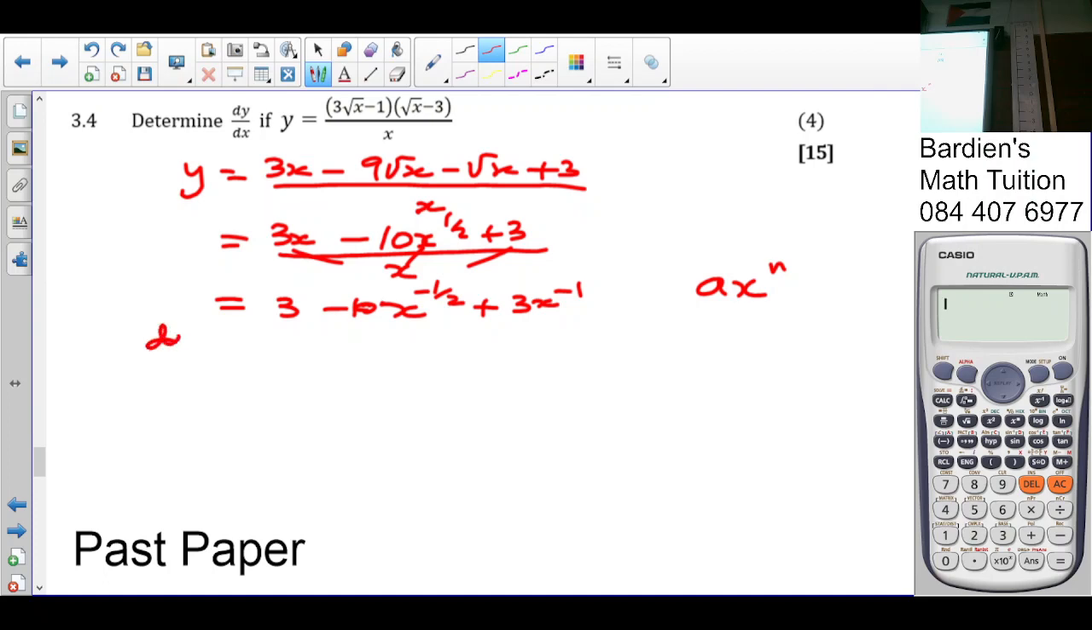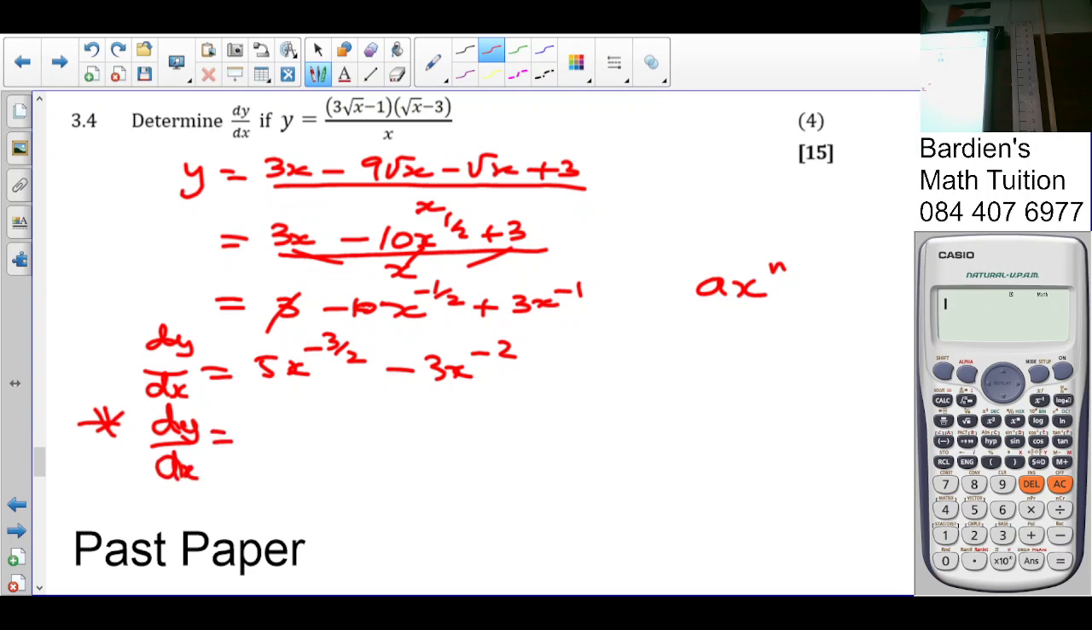So that will simply be dy over dx equals, the derivative of a constant is 0. Negative 10 times negative half is 5, x to the half minus 1 is negative 3 over 2. 3 times negative 1 is negative 3x, minus 1 is minus 2. Again, you don't have to apply this here, but I know, as I said, some of you like writing with positive exponents. So that's 5 over x to the 3 over 2 minus 3 over x squared.